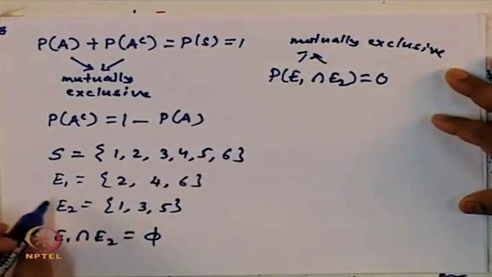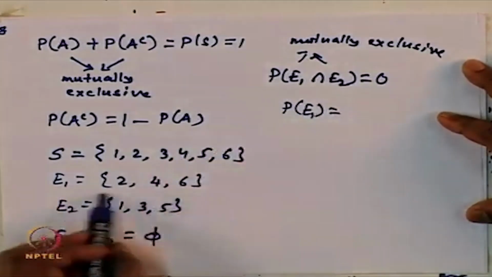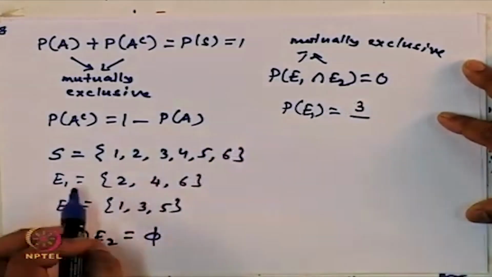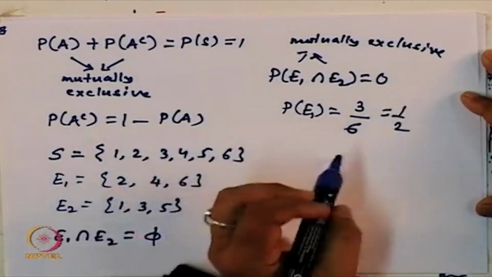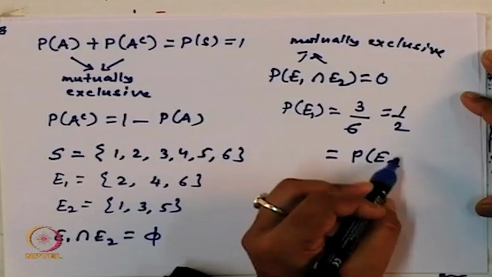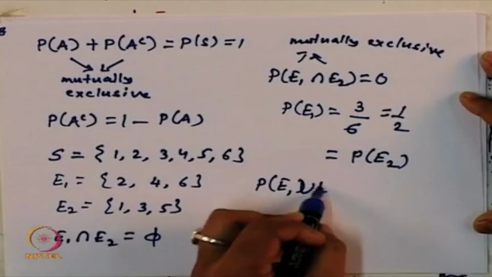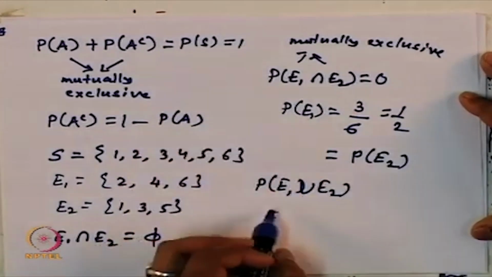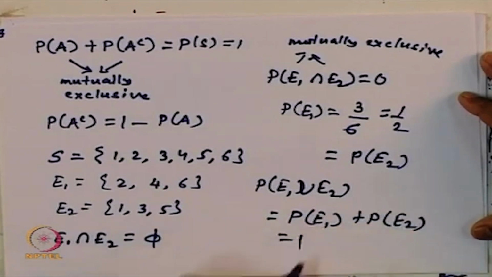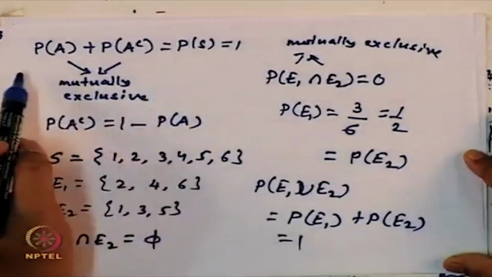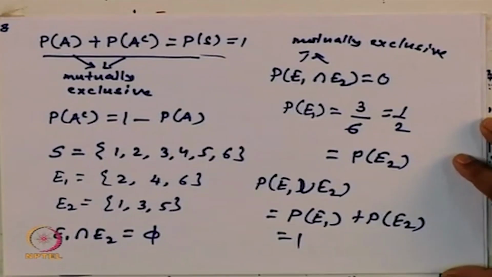Now, the probability of event E1 occurring. There are 3 possibilities and the total number of possibilities is 6. So, the probability of E1 occurring is going to be half, and this is the same as the probability of the event E2. The probability of E1 union E2, because these are mutually exclusive, is simply P of E1 plus P of E2, which is equal to 1. So, we have in essence confirmed the expression that the probability of A plus the probability of A complement is equal to 1.